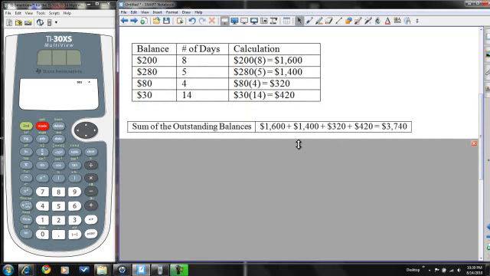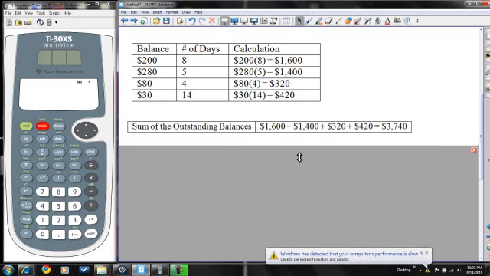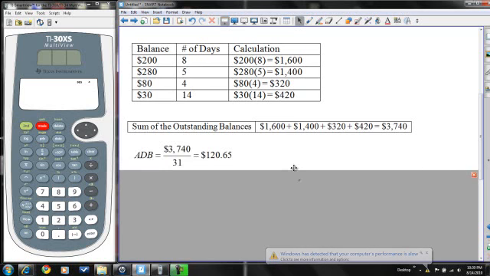Now, if we add that up, we get the sum of the outstanding balances, and we get $3,740. To find the average daily balance, we need to divide $3,740 by the number of days. If you add up the number of days, you will get 31. So the average daily balance is $3,740 divided by 31, which is $120.65.